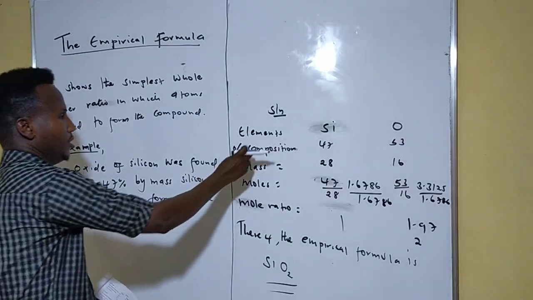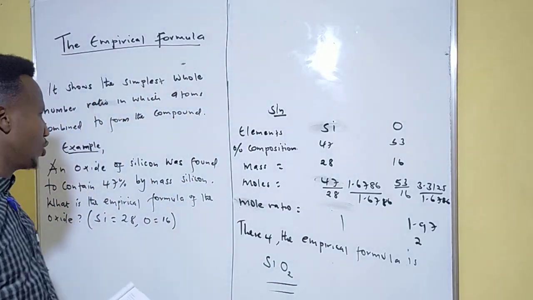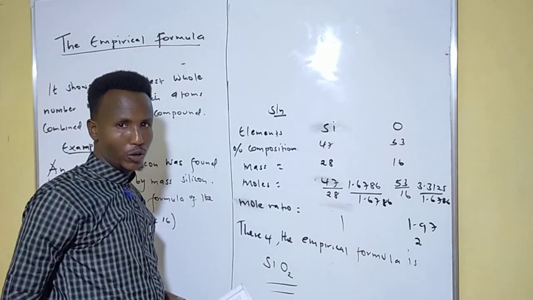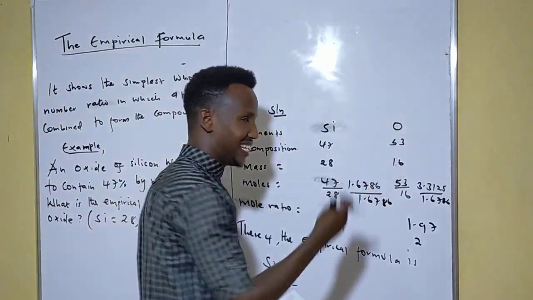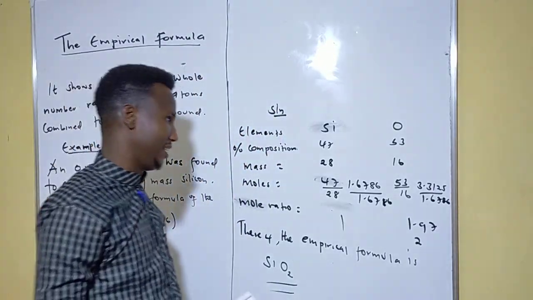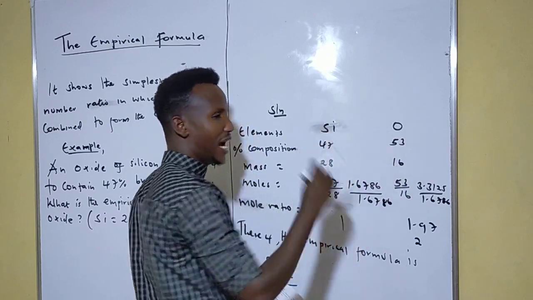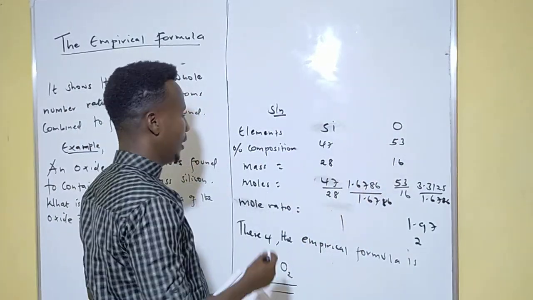You are told these are the elements, silicon and oxygen, because you're told silicon oxide, an oxide of silicon. So you are given the percentage composition of silicon. Remember, the percentage composition of silicon plus that of oxygen must give us 100. So if you have 47, to get the percentage of oxygen, you're going to say 100 minus 47. Then that will give you 53.